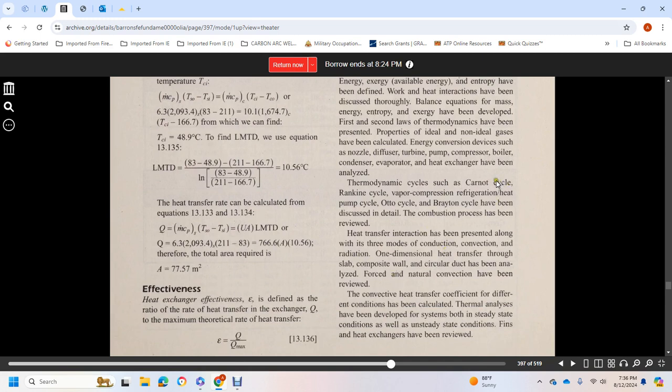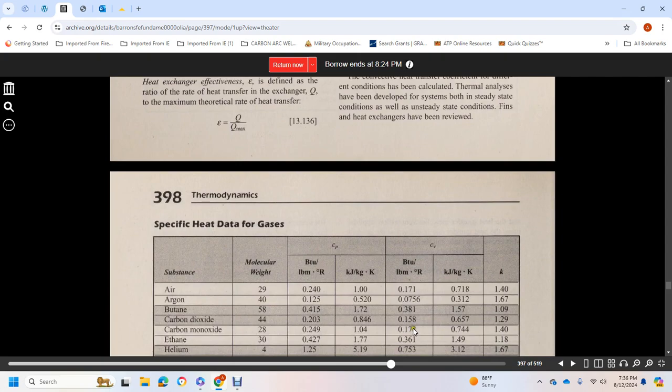Thermodynamic cycles such as the Carnot cycle, the Rankine cycle, vapor compression refrigeration, heat pump cycle, Otto cycle, and Brayton cycle have been discussed in detail. The combustion process has been reviewed. Heat transfer interaction has been presented along three modes: conduction, convection, and radiation. One-dimensional heat transfer through a slab, composite wall, and circular duct has been analyzed. Forced and natural convection have been reviewed. Convective heat transfer coefficients for different conditions have been calculated. Thermal analysis has been developed for systems in both steady state and unsteady state conditions. Fins and heat exchangers have been reviewed.